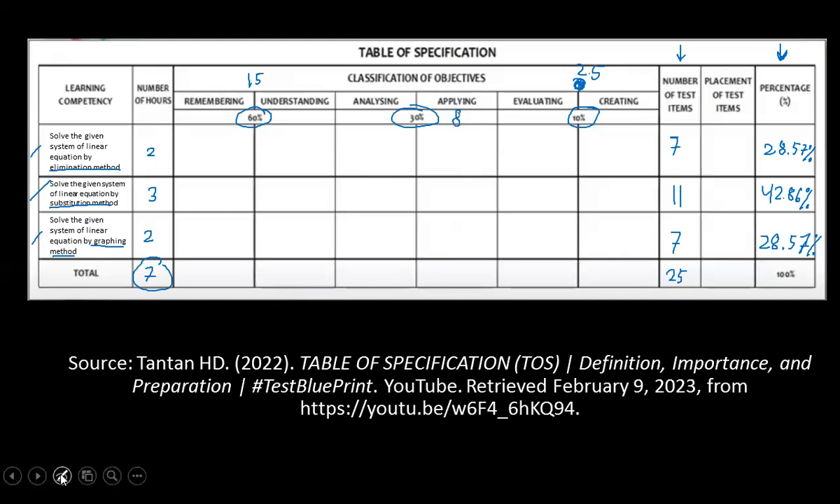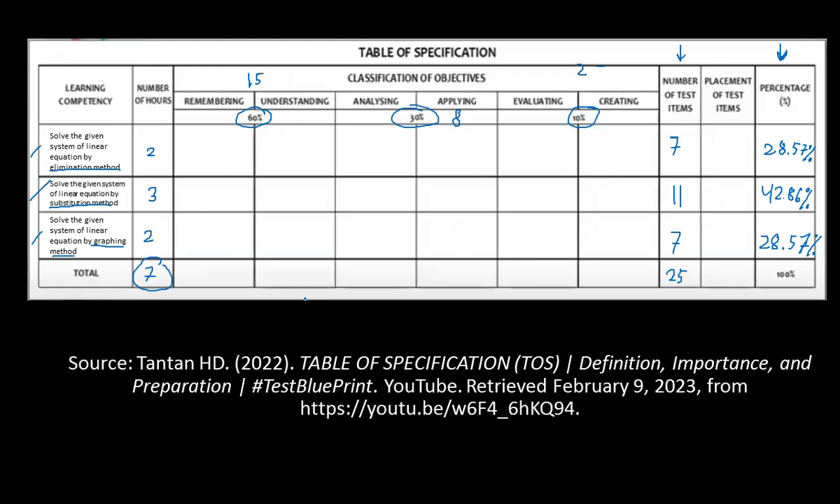Tapos, ito, si 2.5, pwede ko nang ikunin si 2. Okay, I'll just get the 2. Okay? So, ibig sabihin nun, dalawang items para kay evaluating and creating. Okay? So, i-add natin sila. So, 15 plus 8 plus 2. Ayun, exactly 25 siya in total.